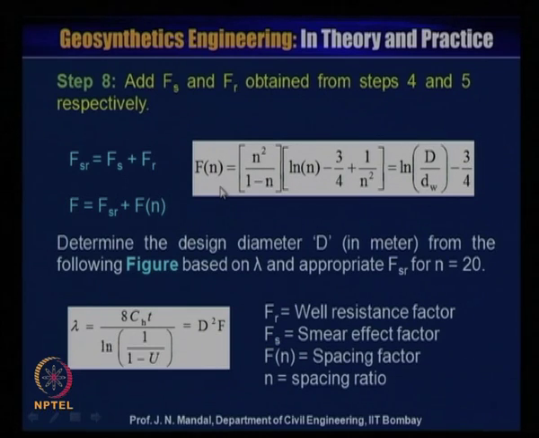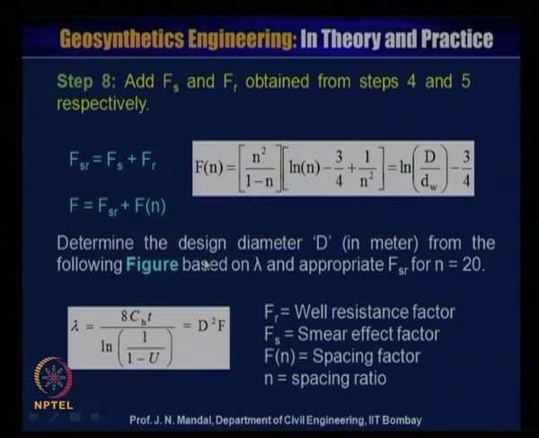Fn is equal to n square by 1 minus n into log n minus 3 by 4 plus 1 by n square, or is equal to log n, d by dw, minus 3 by 4. Because this n is very small, so n square will be very small. So we can omit it, and directly write log of n, that is d by dw, minus 3 by 4, omitting this value.